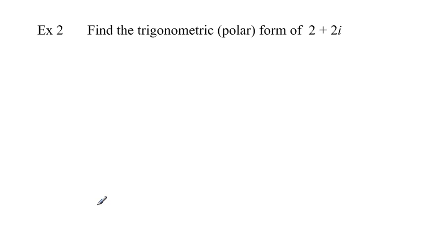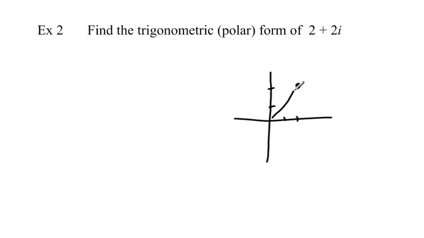Okay, so let's take a look at an example. Find the trigonometric or polar form of this complex number. So let's start by sketching this. This complex number means 2 units to the right, 2 units up. There's where the graph of this would be.